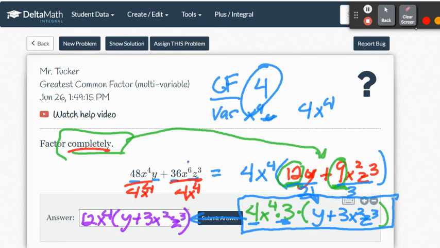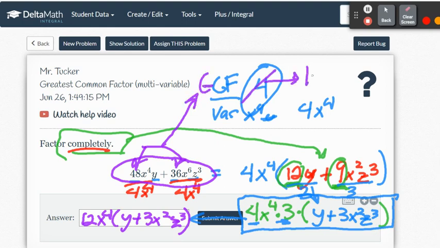Now, it would have been best had I recognized at the beginning that 12 went into 48 and 36 as my greatest common factor, not 4, 12. And that would have made this process a lot simpler and one step instead of 2 steps, where the second step was much more tricky.